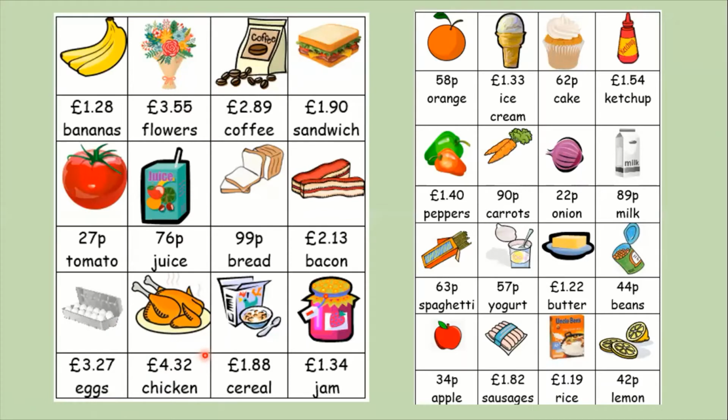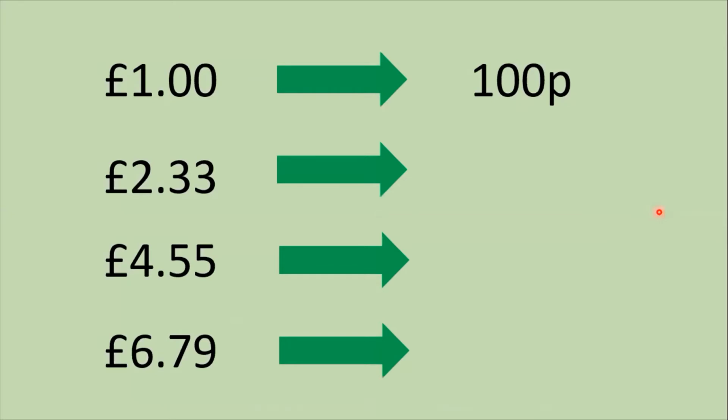Now we've spotted the most expensive. Can you spot the cheapest thing on our shopping list, the thing that costs the least amount of money? It's our onion, isn't it? Our onion is only 22p. Okay then, so with money then, this here is £1. We have got £1 here, and £1 is exactly the same as 100p.